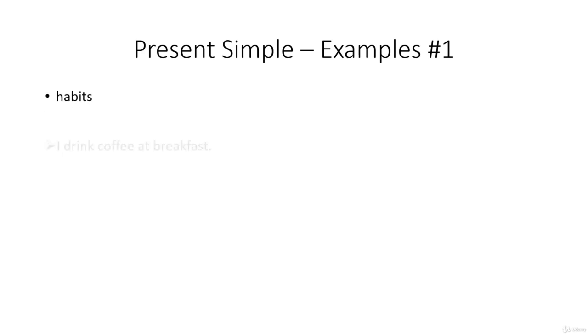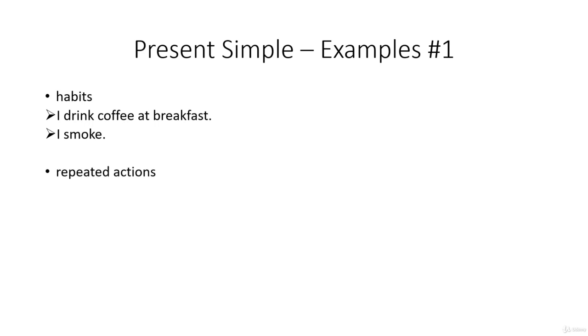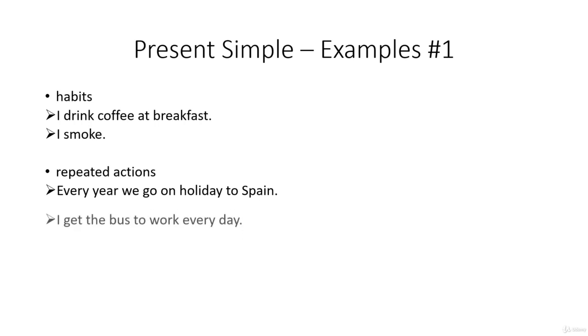For habits, I drink coffee at breakfast. So every day I have a cup of coffee with my breakfast. I smoke, cigarettes presumably, again two habits. For repeated actions, every year we go on holiday to Spain, where we go is the present simple part. I get the bus to work every day. I get is the present simple part.